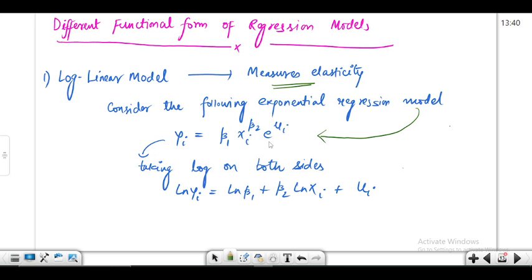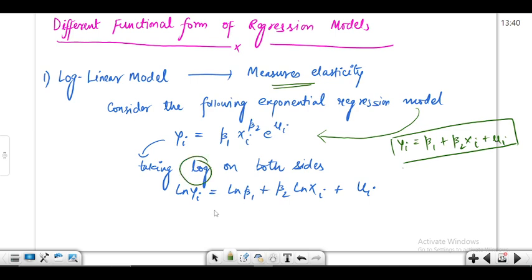So the way I have seen the regression equations till now, that is yi equal to beta 1 plus beta 2 xi plus ui. I'll try to bring this regression model into this form so that I am familiar with the model and I'm able to work with it. So what I'll do is I'll take log on both the sides. This transforms to ln yi, that is the natural log, is equal to ln beta 1 plus beta 2 ln xi plus ui. Since both my variables here are in the log form, this is also called the log log model.